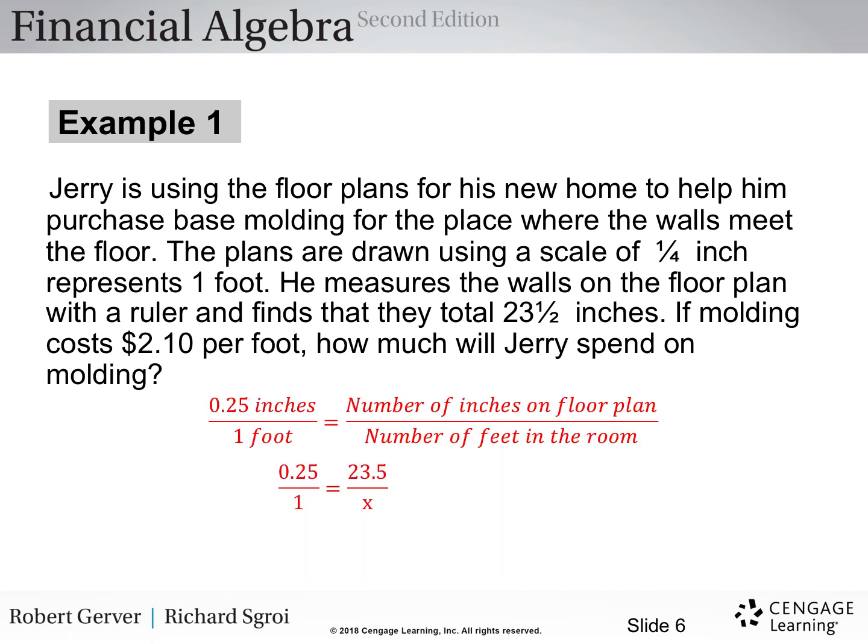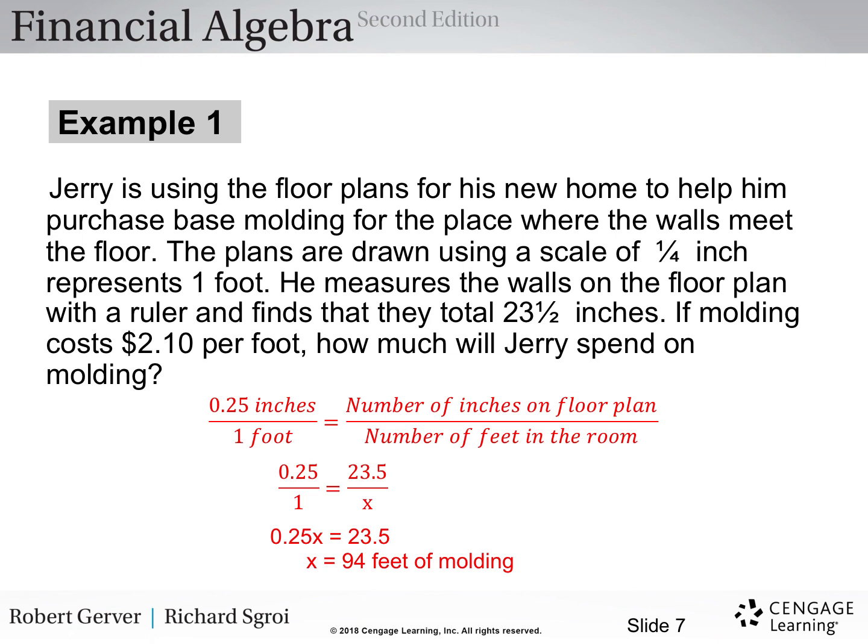So actually plugging in numbers, you can see we have 0.25 over 1 is equal to 23.5 over x. The 23.5 is what we saw in the problem. That's the 23.5 inches on the floor plan. Well, how many feet is that actually in the room? So if we solve our proportion, we get that x is simply equal to 94 feet of molding, okay?